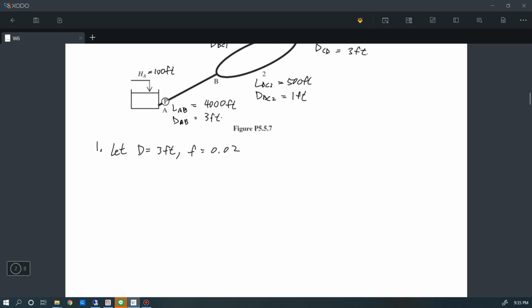So to find the equivalent pipeline, the DE to the power of 5 divided by FE times the length of the new pipeline, to the power of 1/2, will equal the branch 1's diameter to the power of 5 divided by friction 1 times the length 1, to the power of 1/2, plus the same term for branch 2.